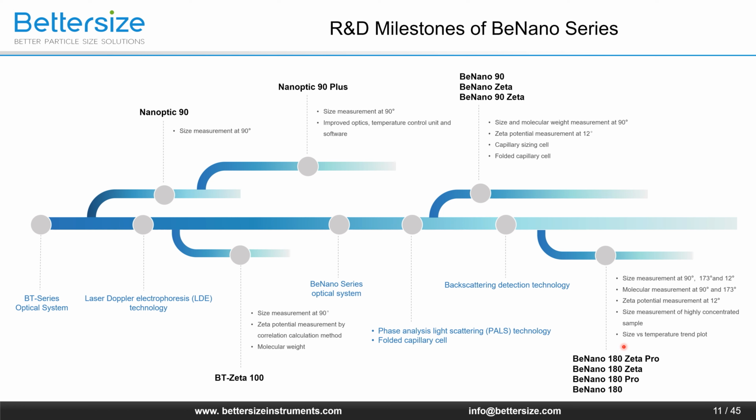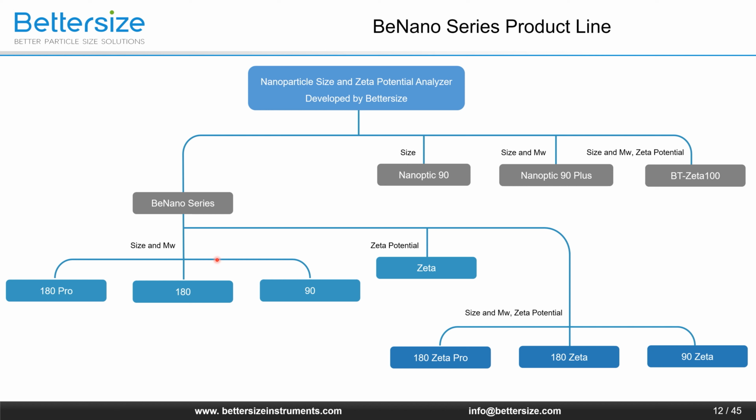It integrates many of the technologies that the Bettersize R&D department has developed to fulfill nanoparticle measurements and cover as many applications as possible. The BeNano series includes 7 models so as to meet the specific practical demands of users. With respect to the model differences, please look up the BeNano product brochure for more information. This presentation will focus on the fundamentals of the 180 Zeta Pro, since it's the flagship model that showcases the very best that Bettersize can do.